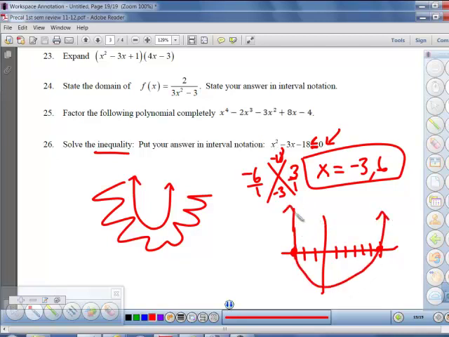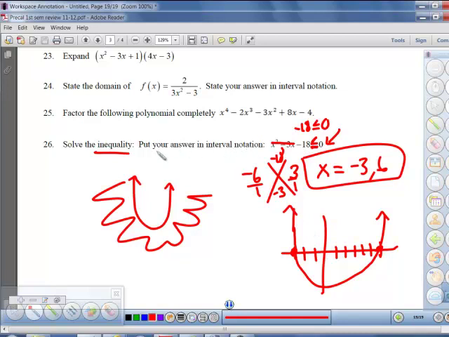So what I would do is I would just choose, like if it was this thing, choose 0, 0. If you substitute 0 in here, is negative 18 less than or equal to 0? Yeah. So you should stop.